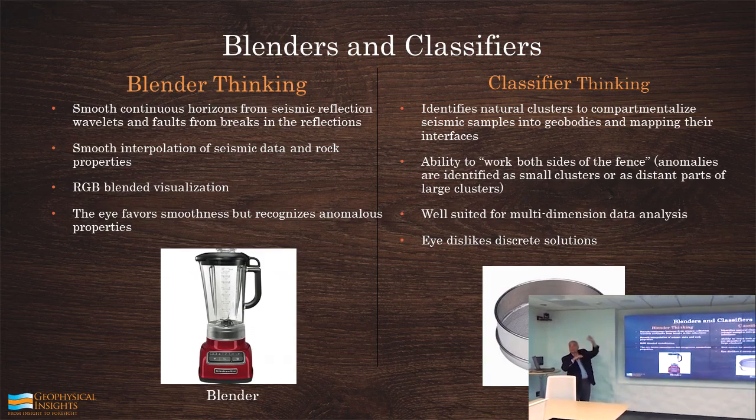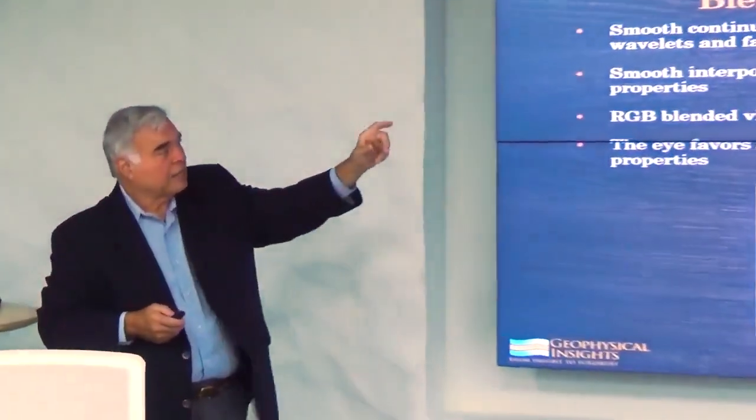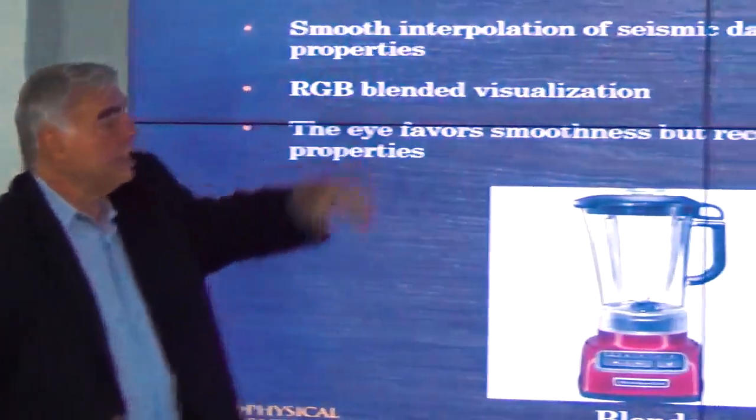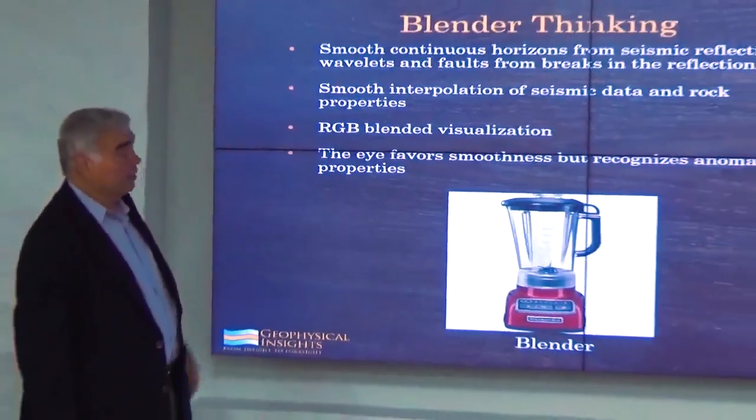Now we're going to go up to about 50,000 feet. And we want to compare two things: blender thinking and classifier thinking. Because Rob and I studied all about auto pickers and how to make beautiful maps of horizons and fault surfaces and the relationships between the two, so the big structural pictures and stuff like that. And that's all examples of blender thinking, where you have smooth, continuous reflection horizons. And that's what you're looking for.